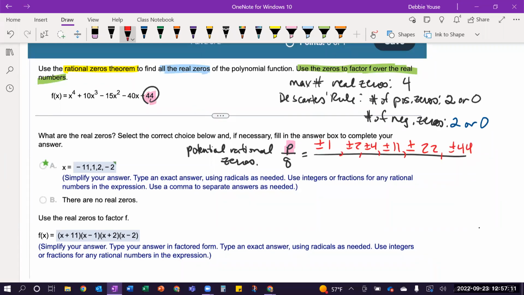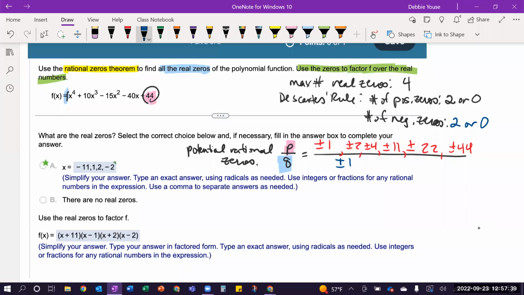Then on the bottom, the Q is the factors from the leading coefficient. And actually, I don't want to do the whole x to the 4th. It's just the leading coefficient, which has an invisible 1 that I'm just going to write. So that is plus or minus 1. So I get that whole list. Then I start dividing them.